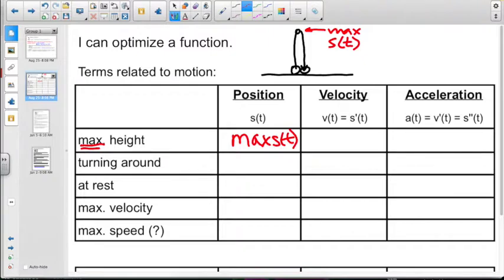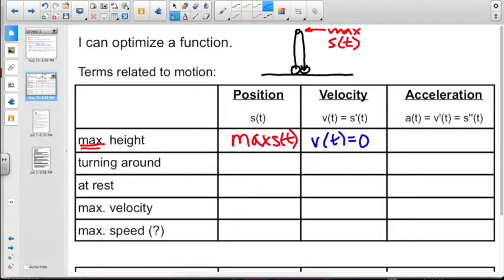Zero velocity is also another way of saying what? If something has zero velocity, then at that moment we could also say it's at rest at that instant. So if we take the derivative of position and call it velocity, then we know that it is what value? What's true about the velocity? Okay, so we know this is zero.